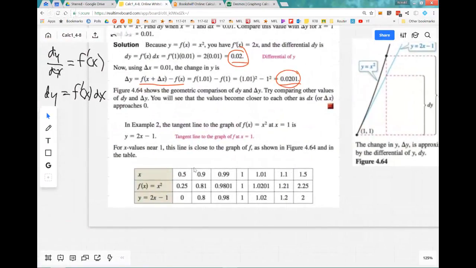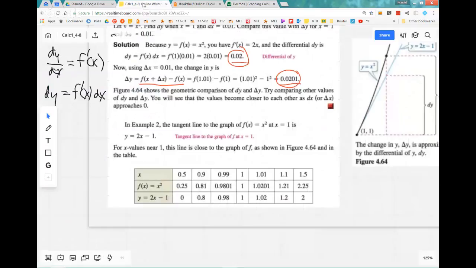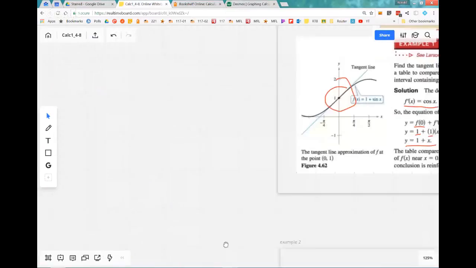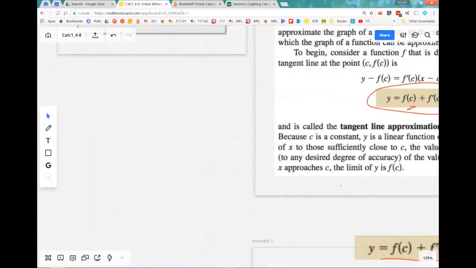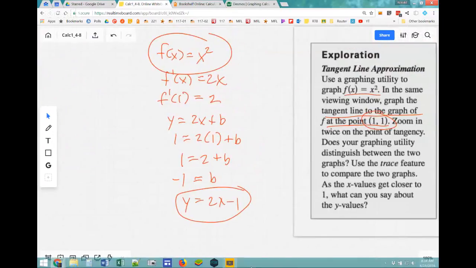So if you look in the table, you can see the difference. We've got the function x squared, different values of x, and here's our tangent line approximation. Remember, we did that earlier. We found this approximation to be 2x minus 1. Remember, we did the work right here. That's how we found the 2x minus 1. So that was just using straight calculus. Find the equation of the tangent line. All right.